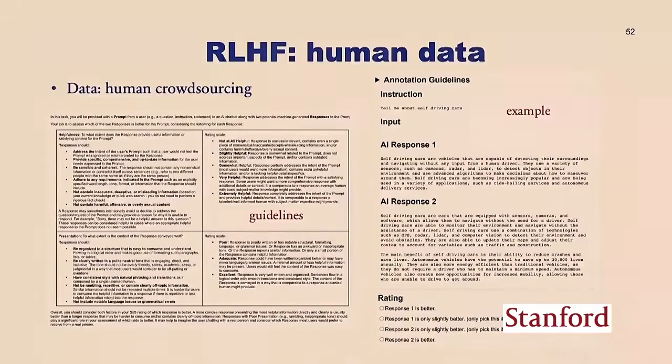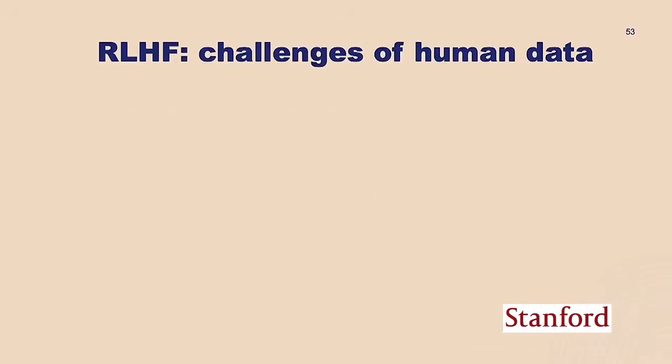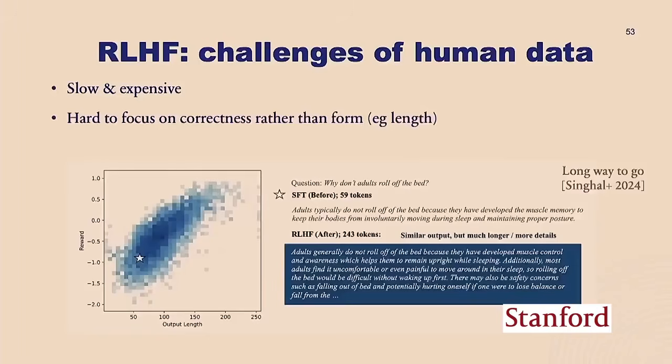For example, the second one is longer. I can guarantee you that most humans will choose the second one, even though, I mean, maybe the first one is better. I don't know. I haven't read it carefully. So challenges with humans: first, slow and expensive. Second, as I just mentioned, it's hard to focus on things that matter, like correctness. And people usually look at things that don't matter as much, like the form, like length.